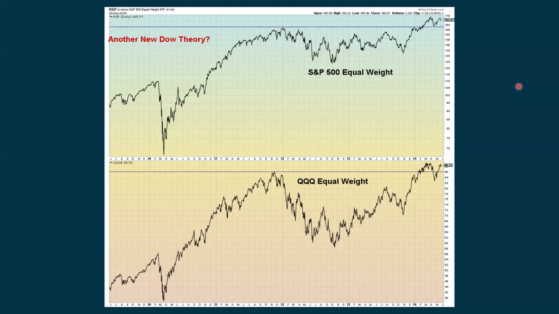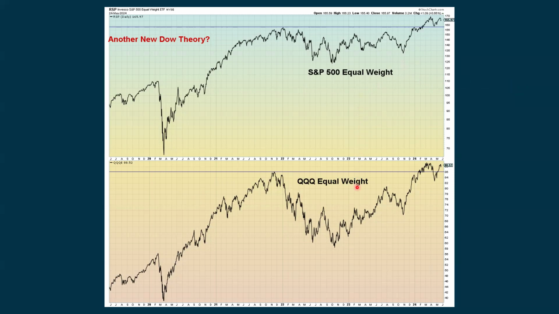And then this is another take on Dow theory, where I showed you traditional Dow theory. Well, some people think that might be a bit antiquated. So instead of using the Dow, why don't we use the S&P? And instead of using the S&P, which is a weighted index, why don't we use an equal weight version of the S&P? And that's what we see on top. Instead of using transports, why don't we use tech? We can use the NASDAQ. Well, instead of using the NASDAQ, let's focus on the NASDAQ 100. Well, then let's take that a step further and focus on an equal weight version of the NASDAQ 100, which is the QQQ equal weight.